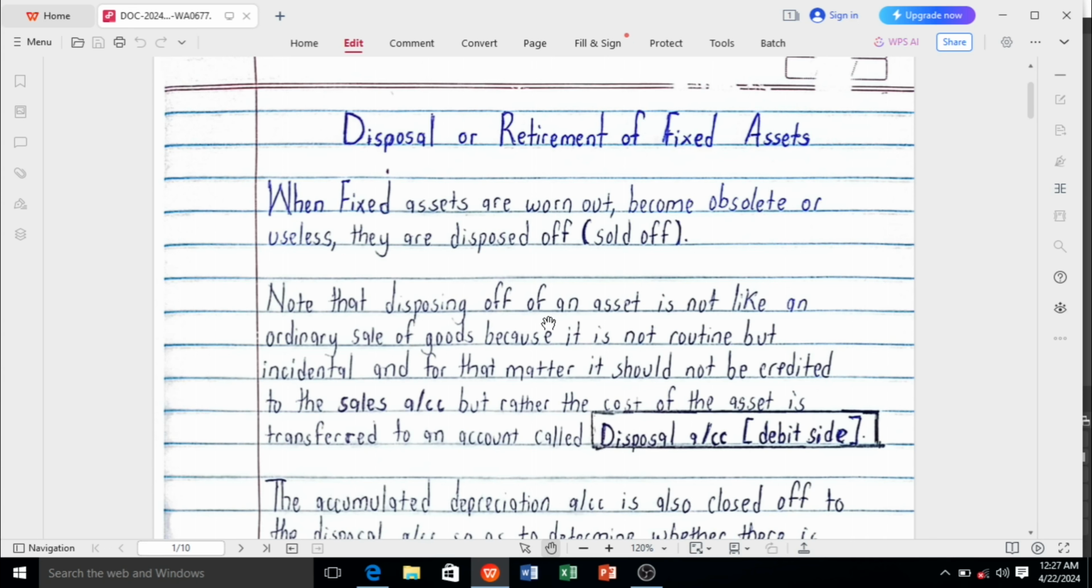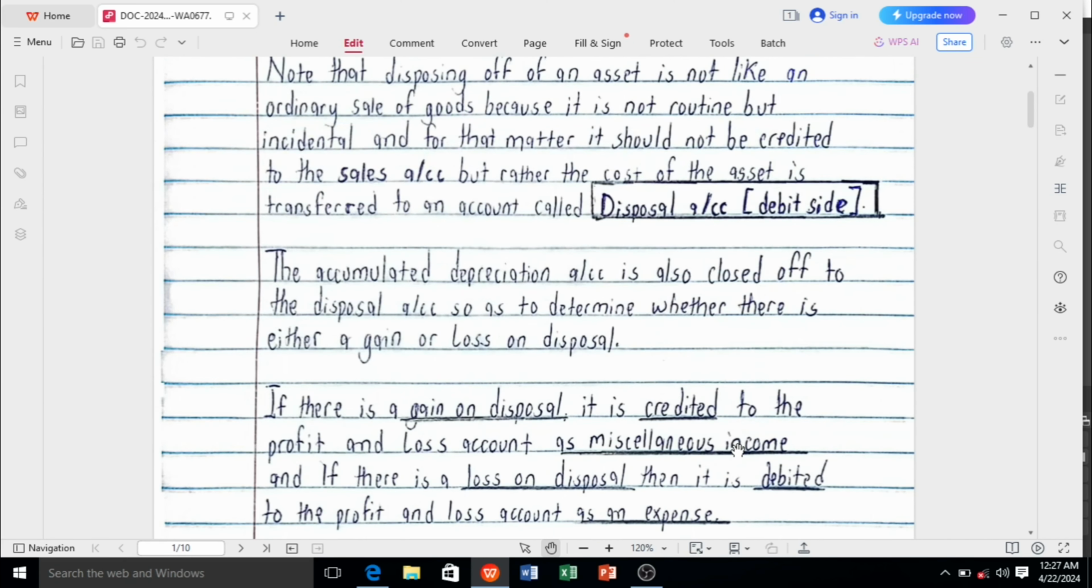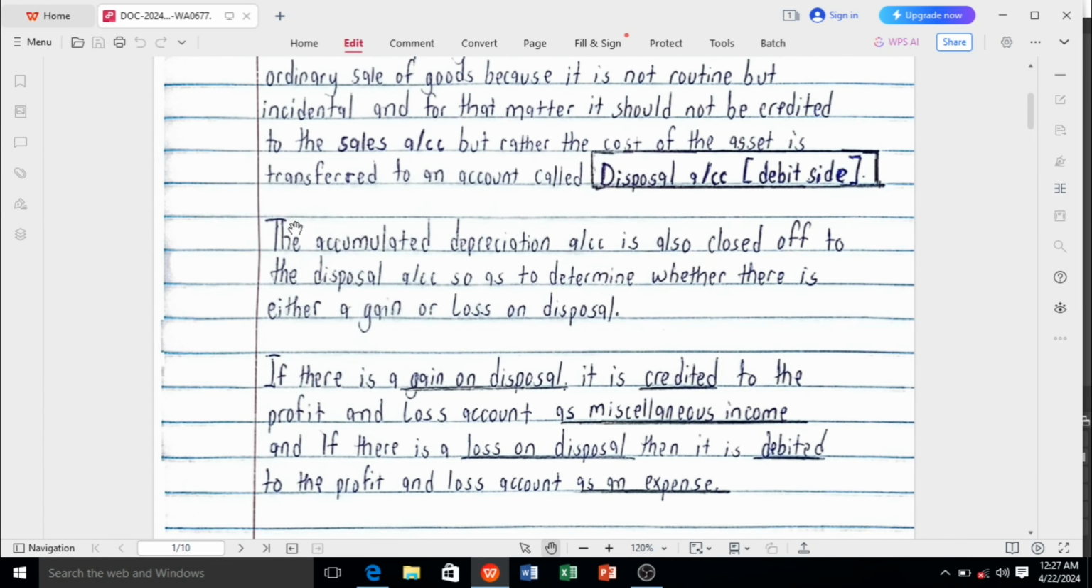Note that disposing of an asset is not like an ordinary sale of goods because it's not routine but incidental. For that matter, it should not be credited to the sales account, but rather the cost of the asset is transferred to the account called the disposal account. That will be on the debit side. The accumulated depreciation is also closed off to the disposal account so as to determine whether there is either a gain or a loss on disposal.